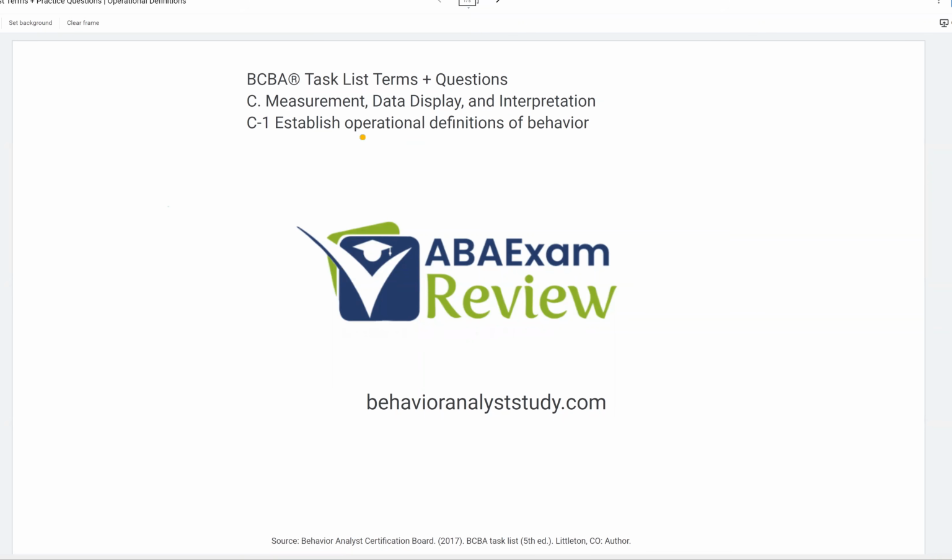So we're going to start with C1, Operational Definitions of Behavior. Now, this is actually pretty straightforward. It's not that complicated. It's not that technical. But again, it's foundational. It's just as important as our other skills, and maybe even more so.